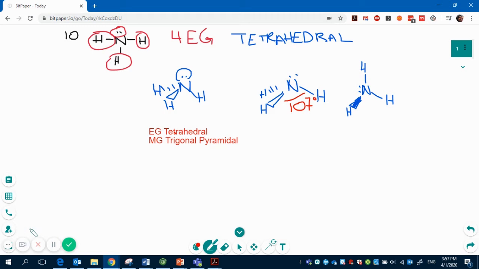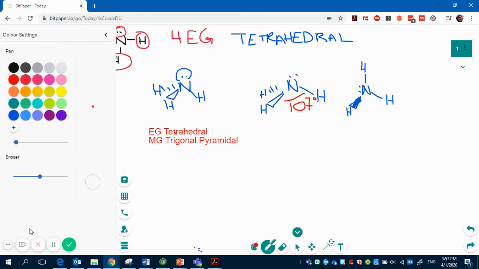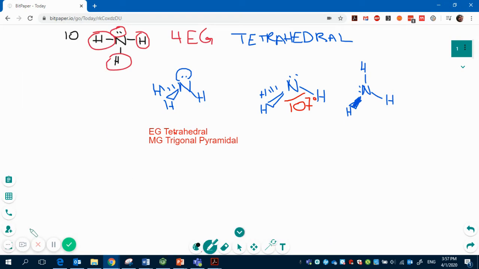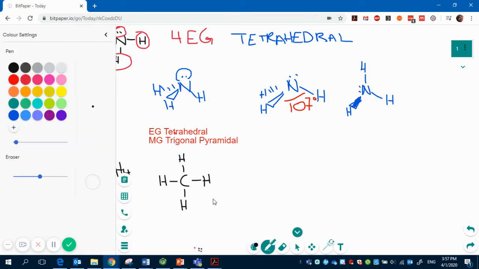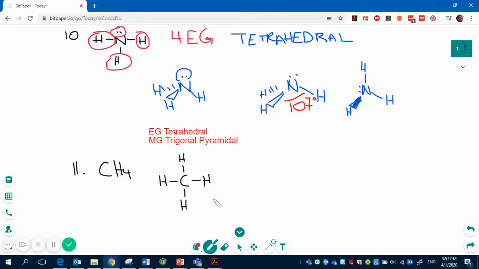All right, now we're going to move on and do the same thing in the next question for methane. That's question 11, and it's CH4. If we look at the Lewis diagram for CH4, it looks like this. Again, this one has 4 electron groups, which means that it is also tetrahedral. Just going to write tet.